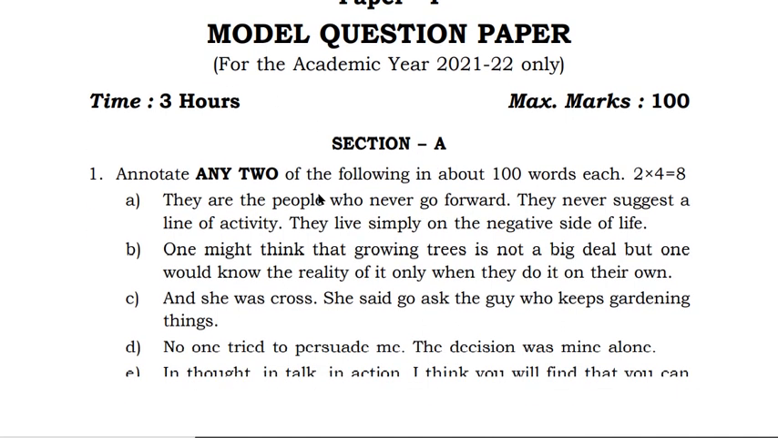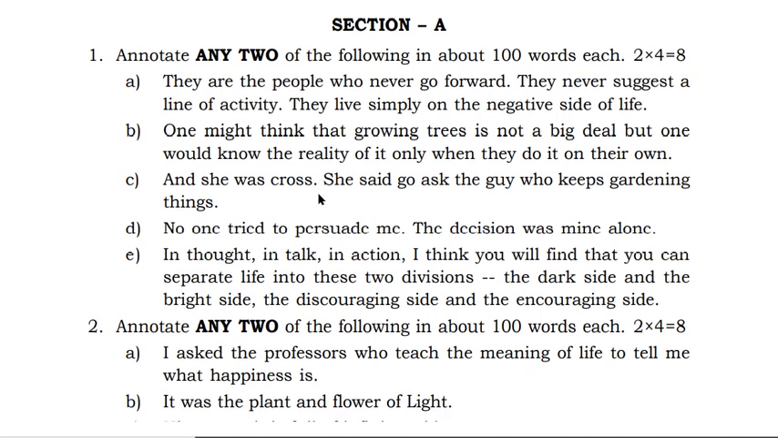Section A, as I told you before, contains questions 1 to 5, and questions 1 and 2 are annotations. See the first question: annotate any two of the following in about 100 words each, and each question carries 4 marks. That means you have to write annotations for only 2 out of 5. They gave 5, but you have to write only 2, in about 100 words.